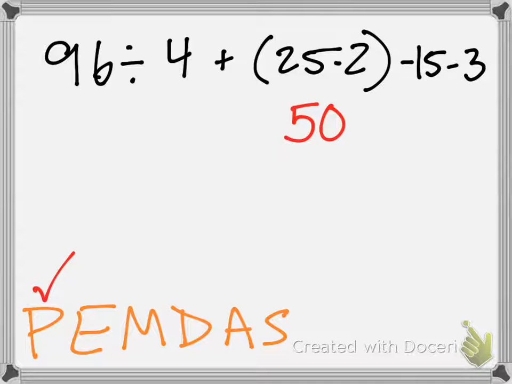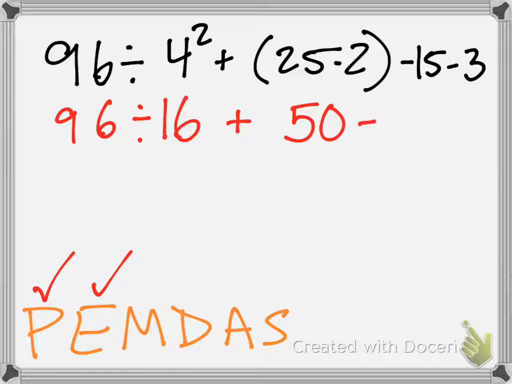What comes next in PEMDAS, Nathan? Exponent. And look at that, we've got an exponent. What is 4 squared? Lucy? 16. So we've solved our exponent as well. Now we got to do this one, and as we remember, multiplication, division, same thing, we just go from left to right. So here, once we've solved these two, we now have 96 divided by 16 plus 50 minus 15 minus 3. So, pretty straightforward.